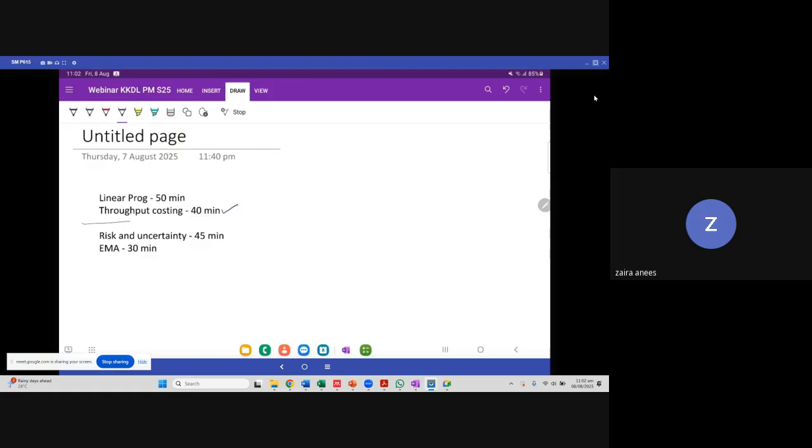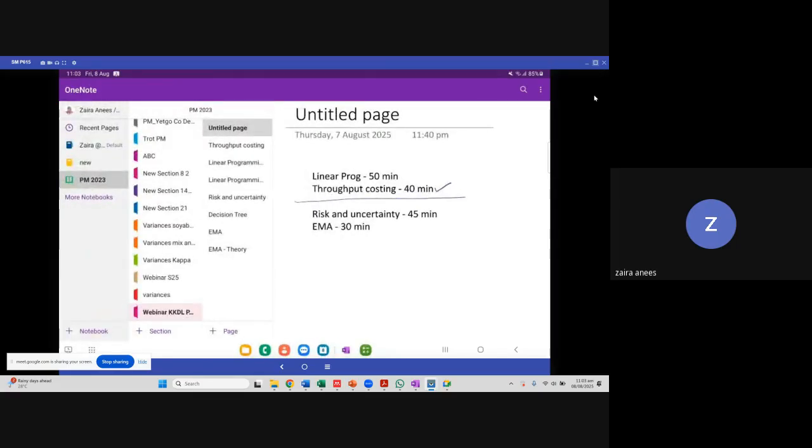Then we'll take a break, and after that break, we will start risk and uncertainty. We will do maximax, maximin, minimax regret, and decision rules, right? And then at the end, we will do environmental management accounting, and we will revise it, and we will do around 6 to 7 MCQs. And I think those MCQs are important, right? So let's quickly start with this. Let's see what we can do here.